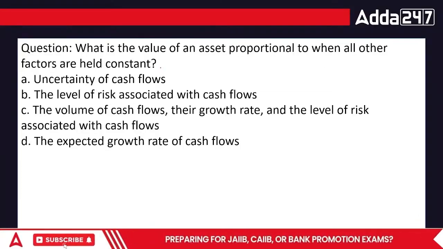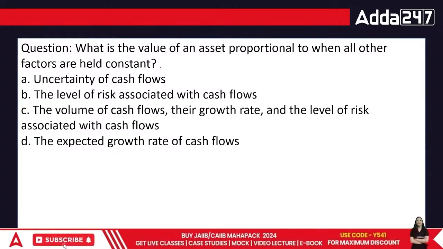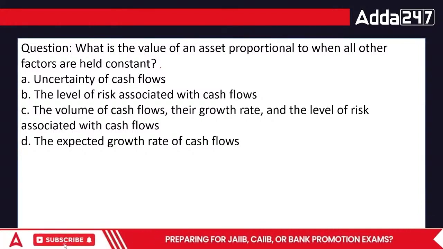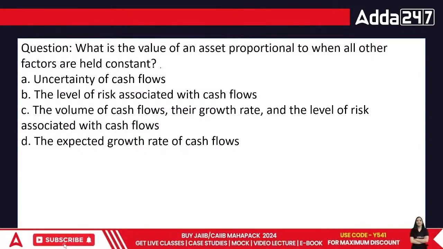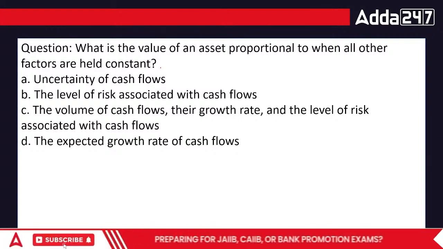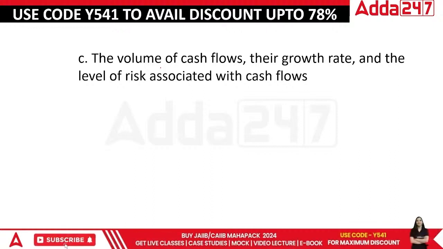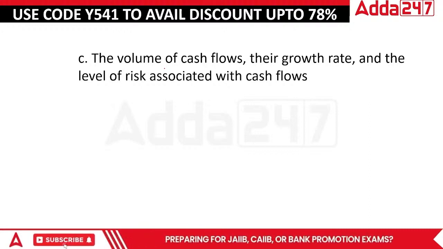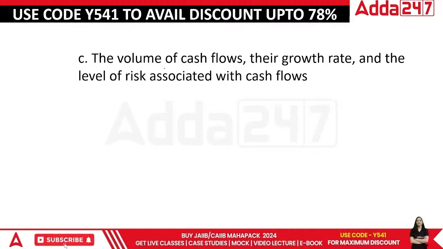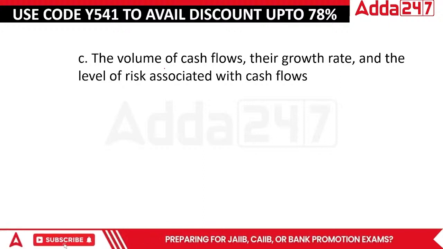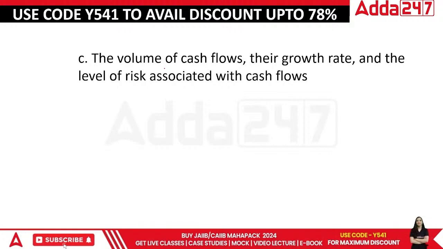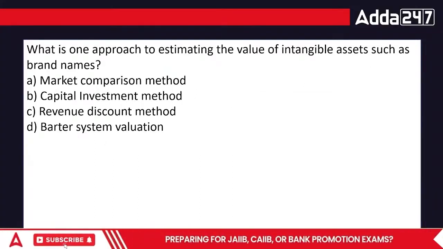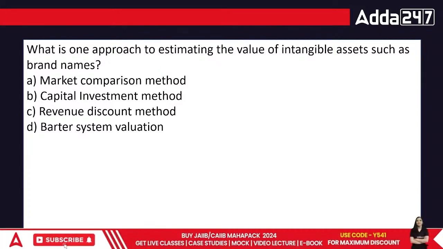Next question. The question says, what is the value of an asset proportional to when all other factors are held consistent? Uncertainty of cash flows, the risk associated with the cash flows, then the volume of the cash flows, growth and the level of risk associated, and the expected growth. I think I'll go for C. In this case, we get all these things, because yes, we are worried about the cash flows. See, systematic is the risk of your own market. Unsystematic risk is when you go and try into their market. Everybody, the volume of the cash flows, the volume of the growth, and the level of risk associated. These are the things that determine the valuation overall, because you are considering a lot of external factors, which is required.